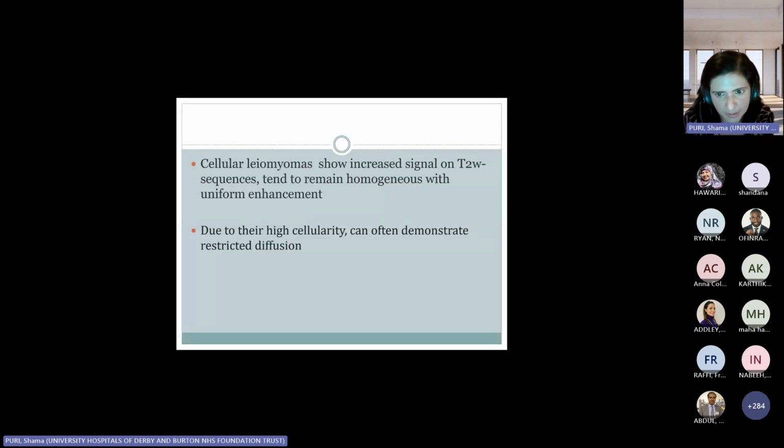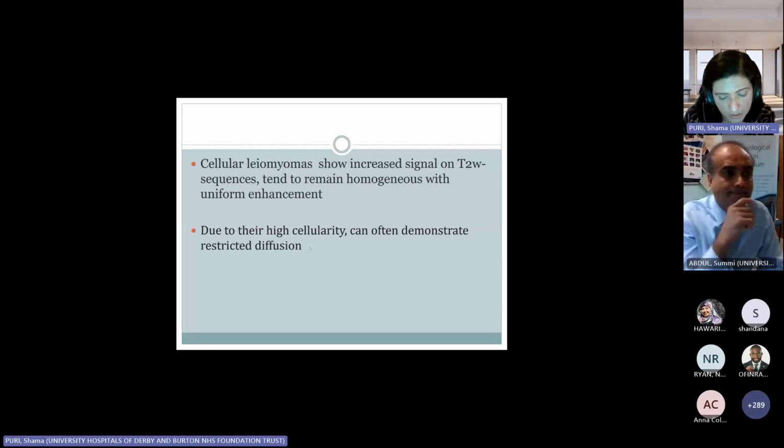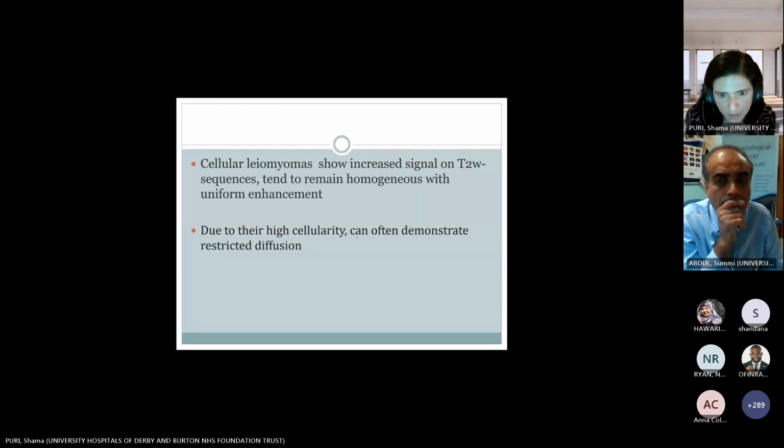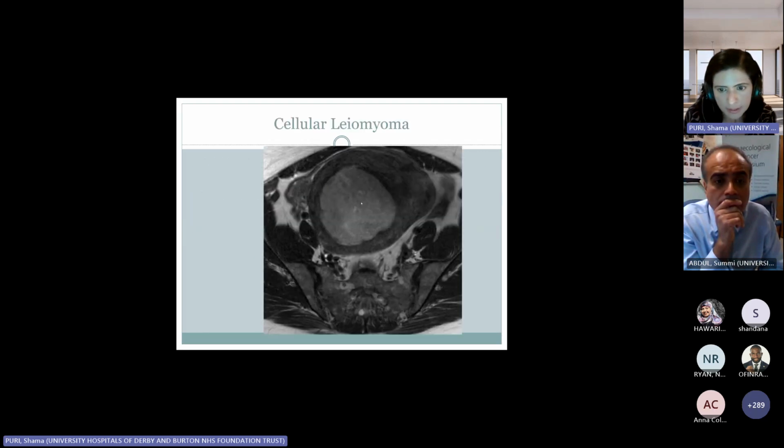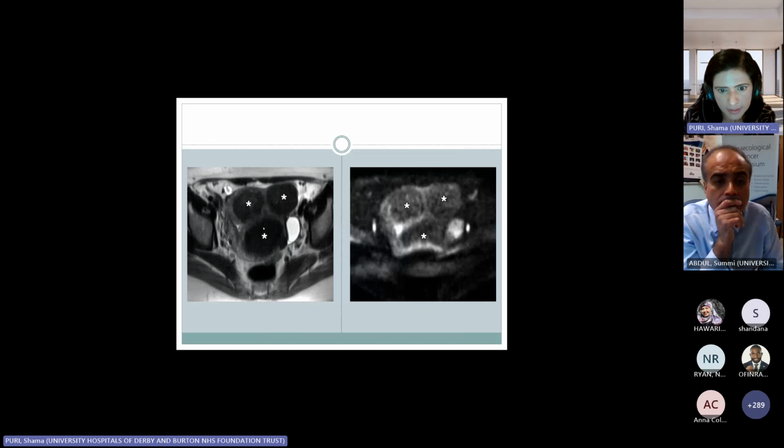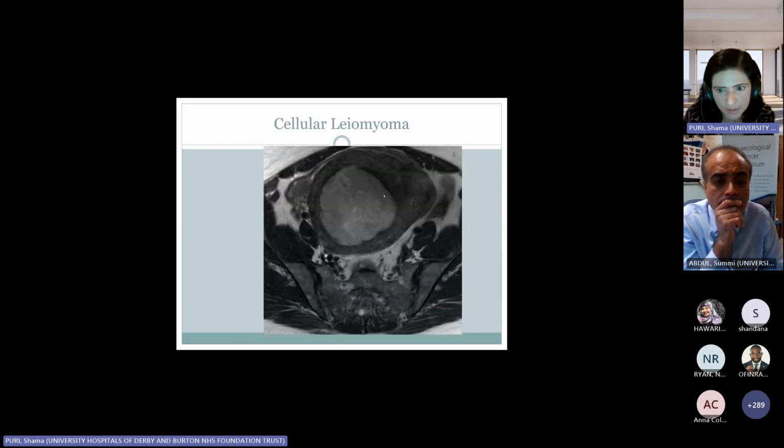However, cellular leiomyomas lose their low T2 signal and become brighter, or more intermediate signal on T2 weighted images, and that's when the problem happens. Due to high cellularity, they can sometimes demonstrate restricted diffusion as well. These are the features which we look for in leiomyosarcoma. So that's where things are getting more complicated. This is a cellular leiomyoma. It looks nothing like these black fibroids. And leiomyosarcoma can look similar, however, it tends to be more heterogeneous.